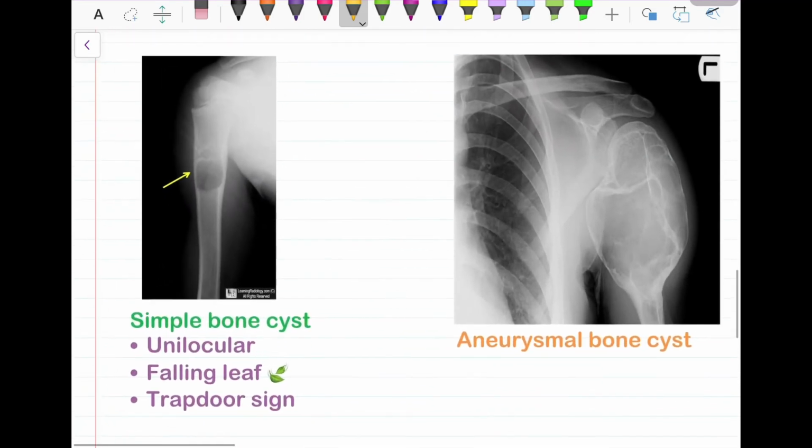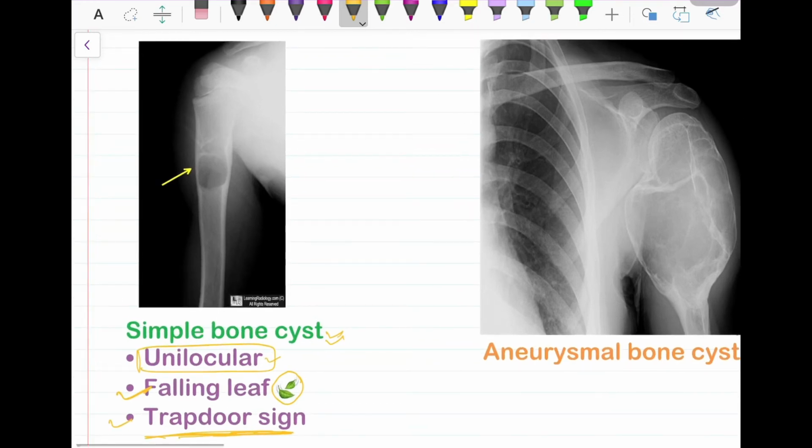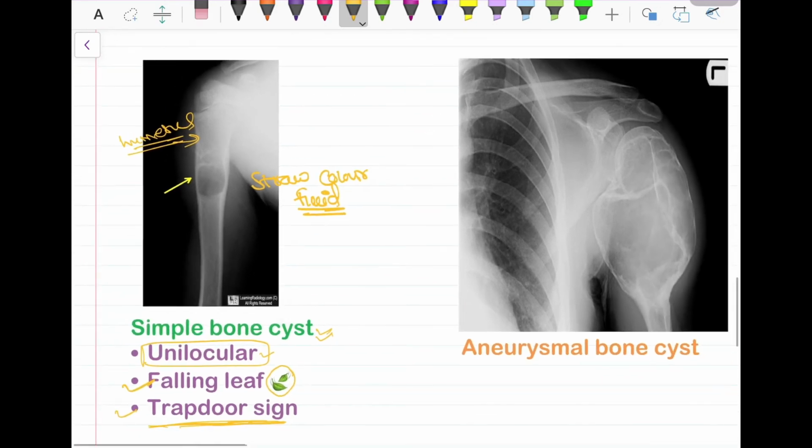Then the next X-ray image is simple bone cyst. In simple bone cyst, it is unilocular, and there is falling leaf sign and trapped door sign. So falling leaf sign, trapped door sign, and it is unilocular, filled with straw color fluid. And it is most commonly in the upper part of the humerus. So most common location is the upper end of the humerus.